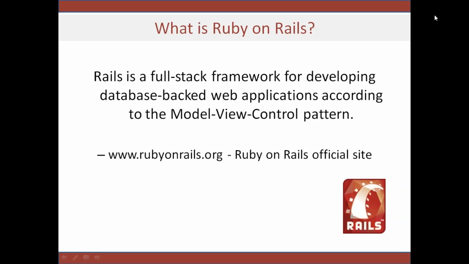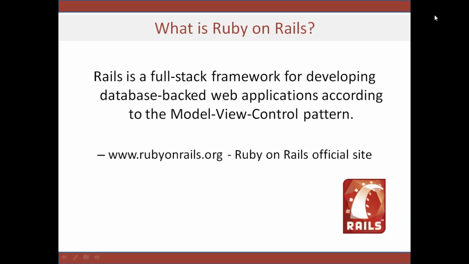So whenever you are talking about Ruby on Rails, the definition in a single word you can give is: Rails is a full stack framework. This full stack framework is used to develop your web application according to MVC. You should know this concept, MVC: model, view, controller. This is the architecture.